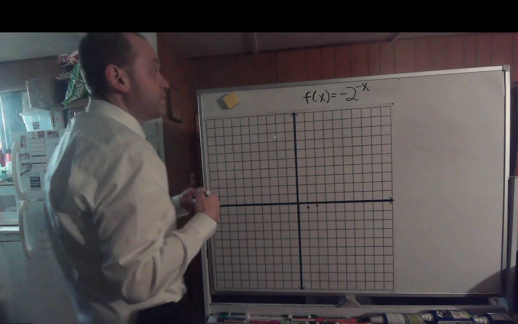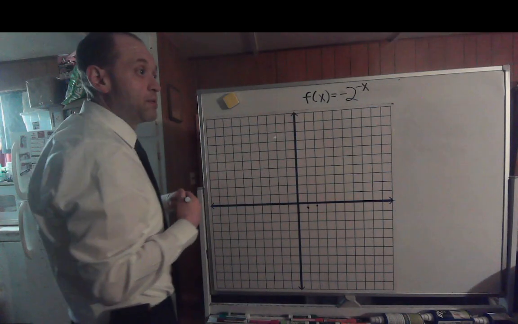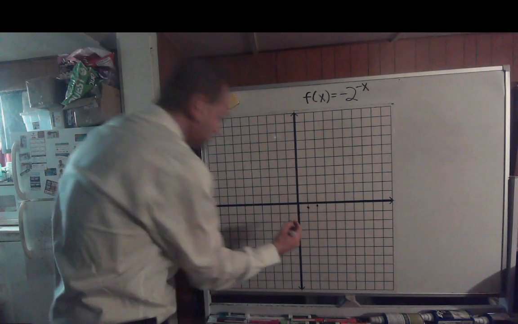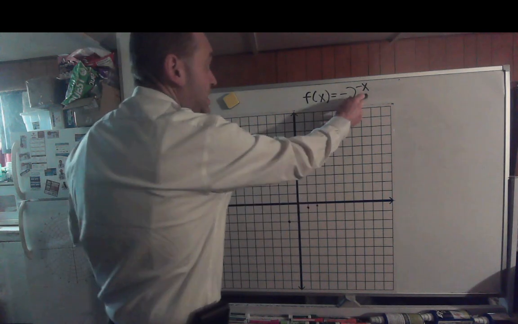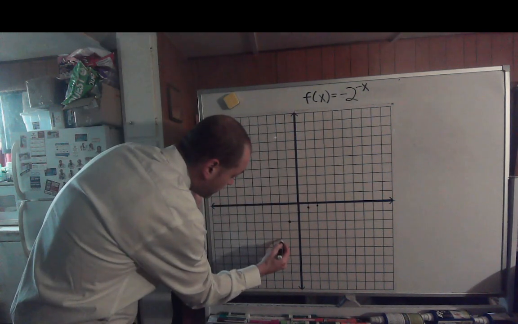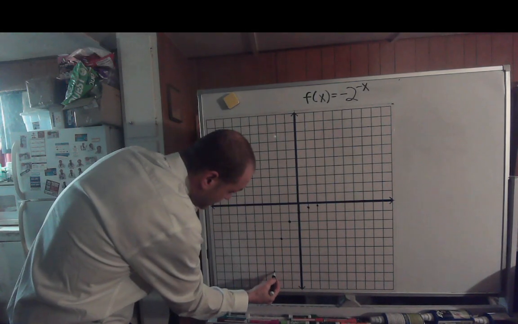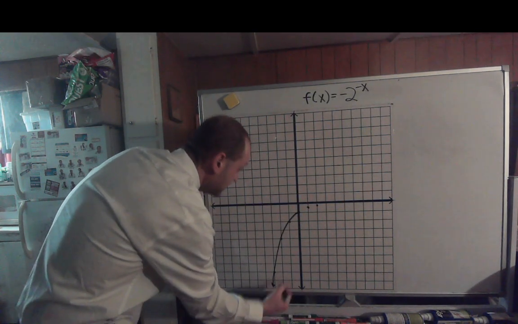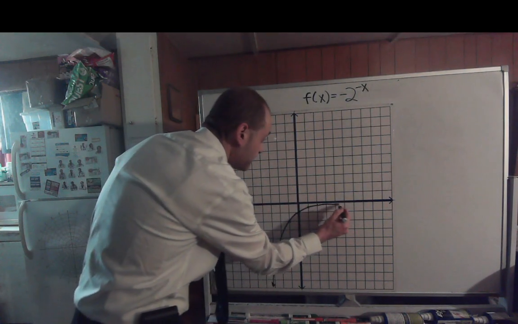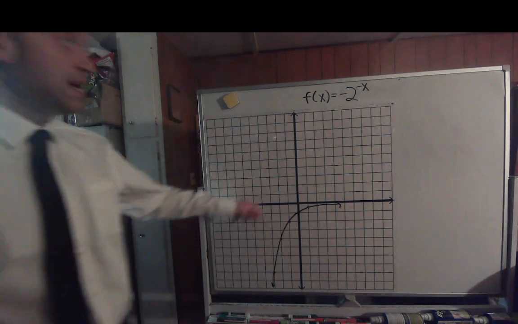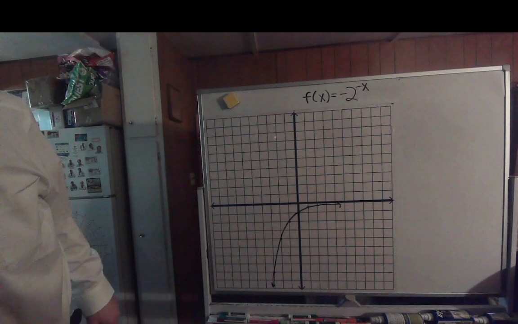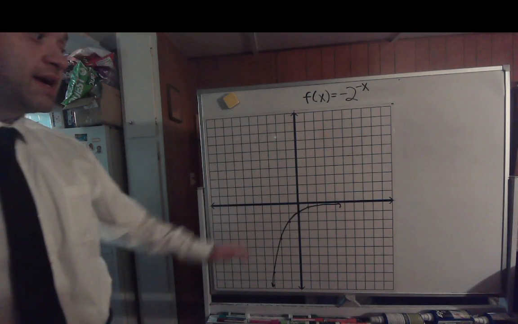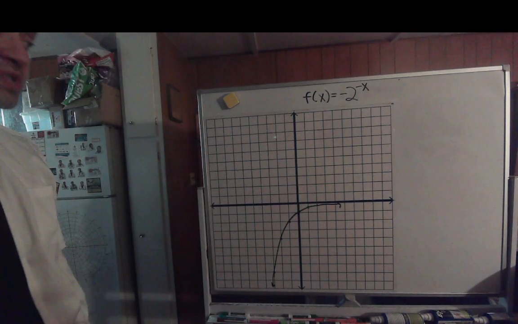Alright, now what if I put in negative 1 for x? I would end up getting negative 2. And then if I put in -2 for x, I would get -4. I put in -3, I would get -8. So you can see now how this exponential function has been reflected in both the x and the y-axis. And again, my domain's all real numbers. My range is from -infinity to 0, and I have that horizontal asymptote at y equals 0.